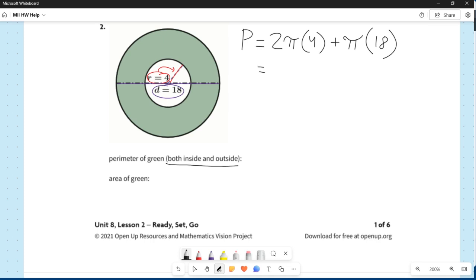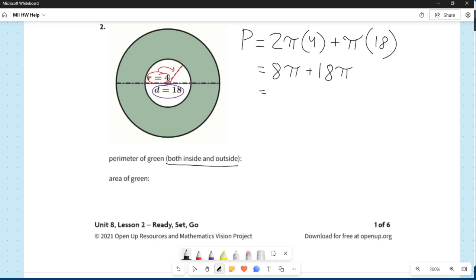So we can clean this up a little bit. Our first term is 2 pi r, 2 pi times 4. So 2 times 4 is 8. And then we can move our 18 to the front. It's kind of the mathematical convention for how we would write that. So we have 8 pi plus 18 pi.